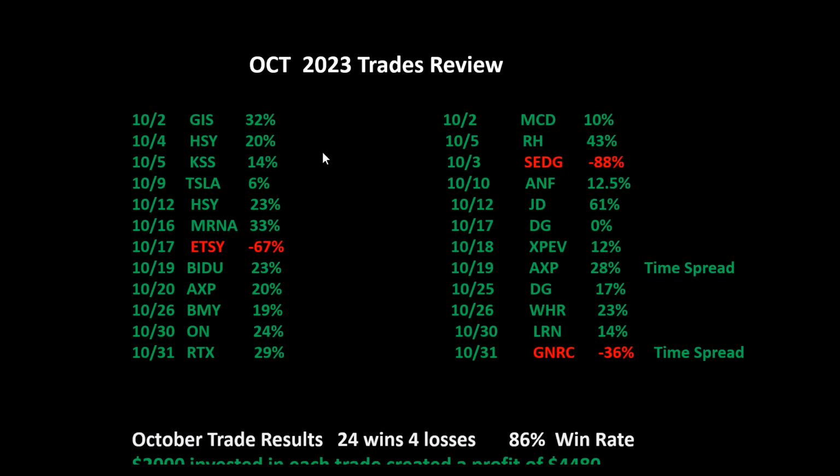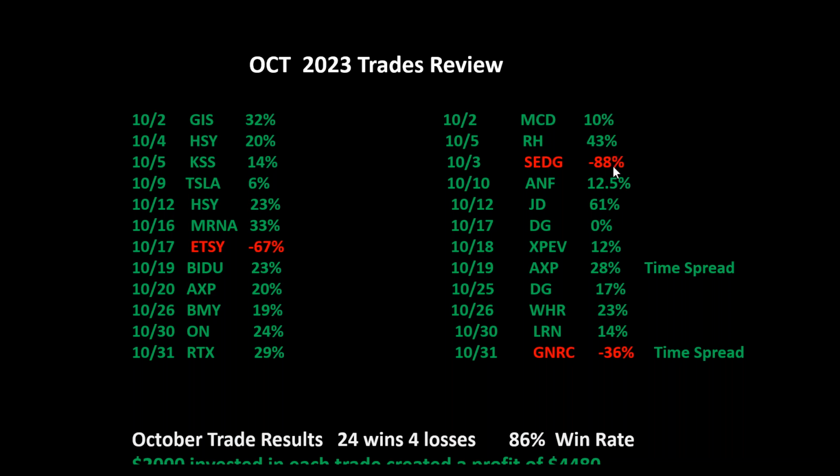In October, we did 24 wins and 4 losses, 86% win rate. That's pretty normal. Normally between 85 and 90 is where we sit at the end of each month. Again, 2,000 invested in each trade here created 44.80. Again, you can see we had some losses, but you can see the percentages on the winning trades just keep repeating, 20, 25, 30, 35, 40%.